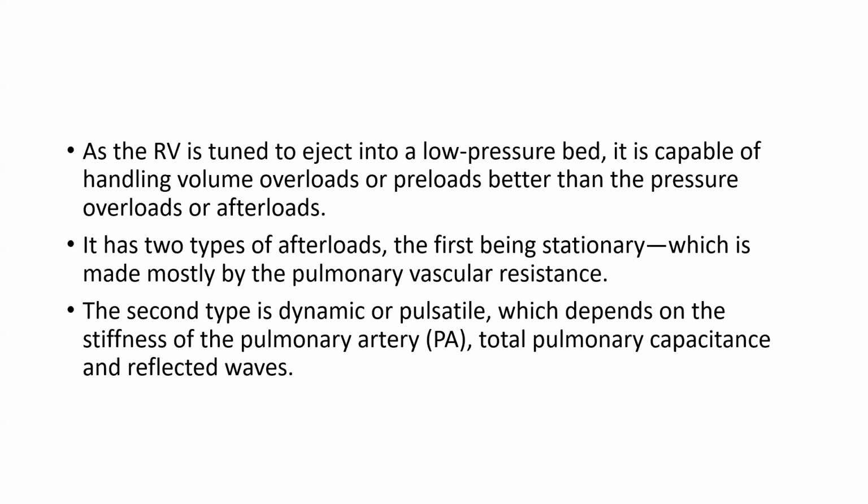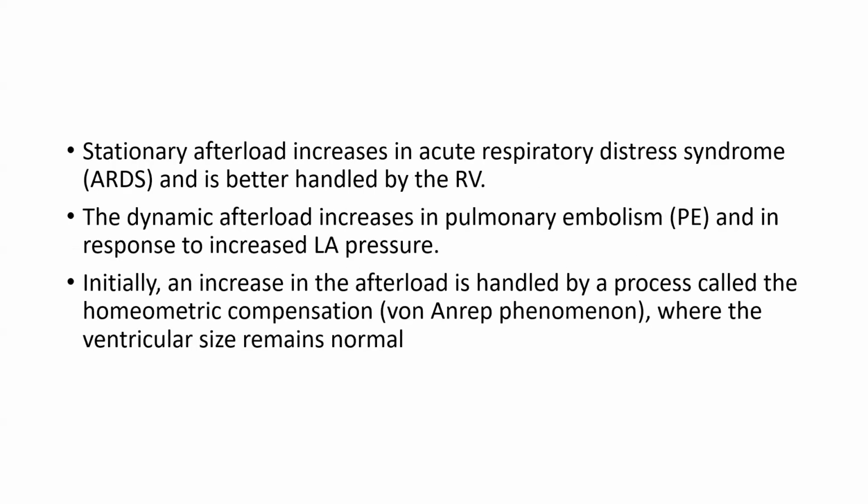It has two types of afterload. The first is stationary, which is made mostly by pulmonary vascular resistance. The second type is dynamic or pulsatile, which depends on the stiffness of the pulmonary artery, total pulmonary capacitance, and the reflected waves. Stationary afterload increases in acute respiratory distress syndrome and is better handled by the right ventricle. The dynamic afterload increases in pulmonary embolism and in response to the LA pressure.